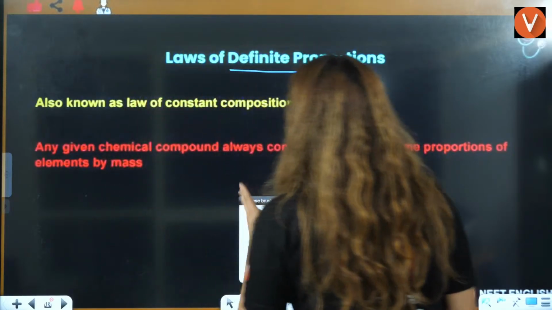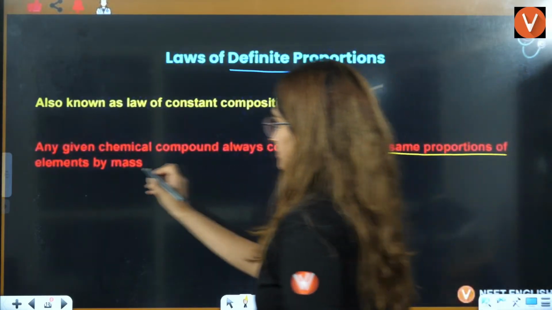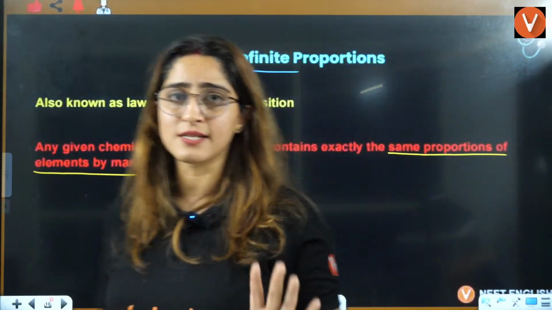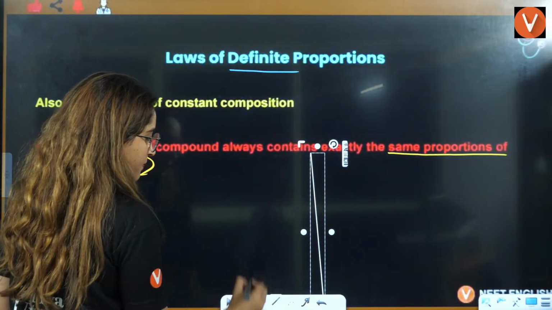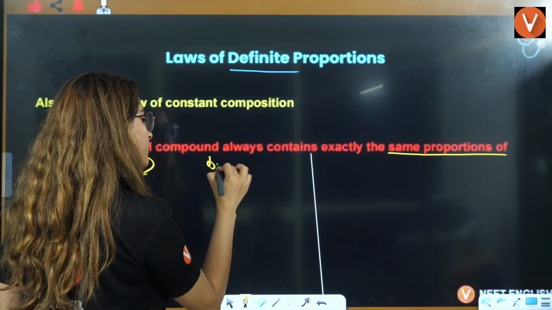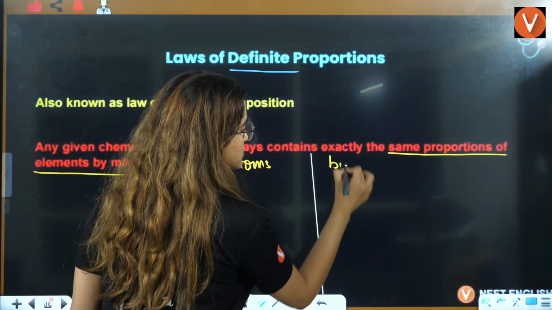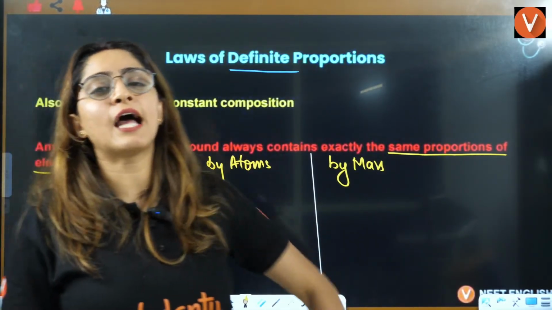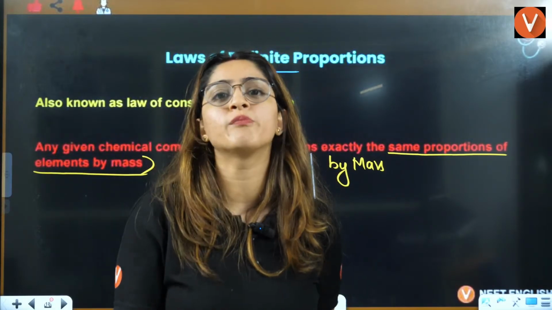Now, which proportion are they talking about? They are talking about the same proportion by mass, right? Let's discuss this here. You have H2O. Now I am saying proportion by atoms, proportion by mass. He is specially mentioning that it is by mass. I'll tell you why I am again stressing on by mass.